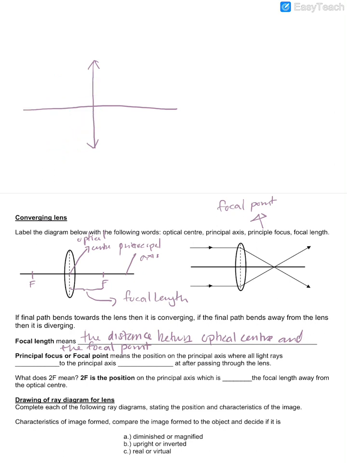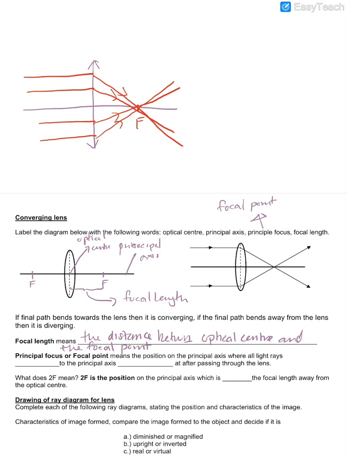And which are the two? The very first path which you can predict is that anything which is parallel to the principal axis, anything parallel like this, will go and converge towards the focal point. So you can predict this. Anything that's parallel like that, I know it will go towards a focal point. That is one predicted path. You know one for sure.